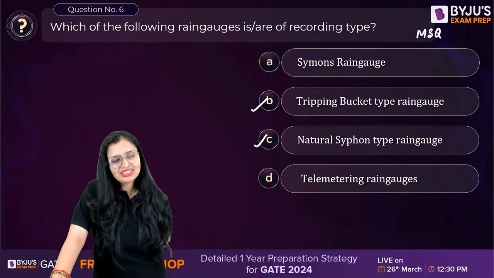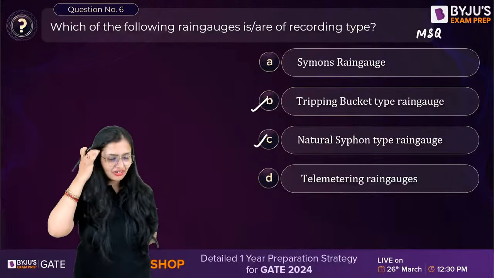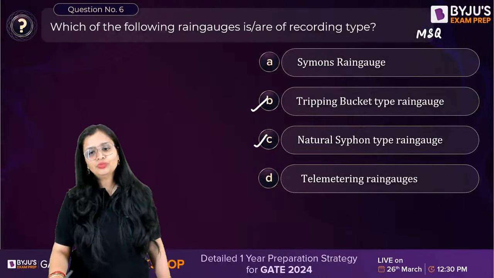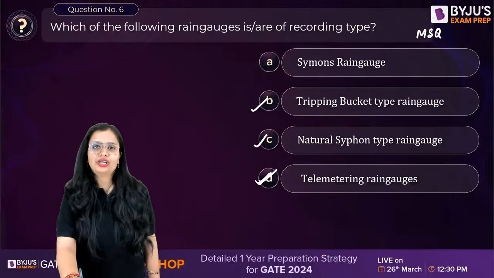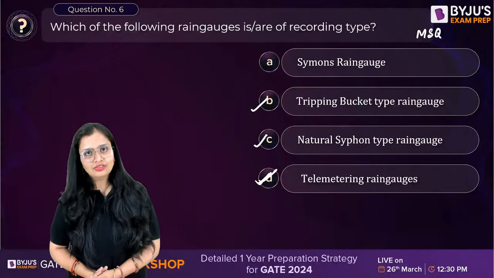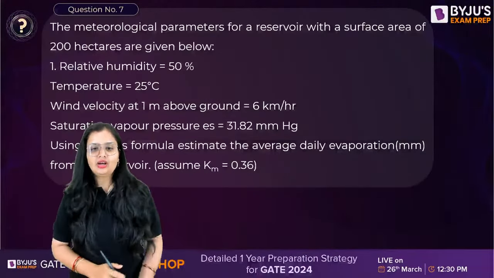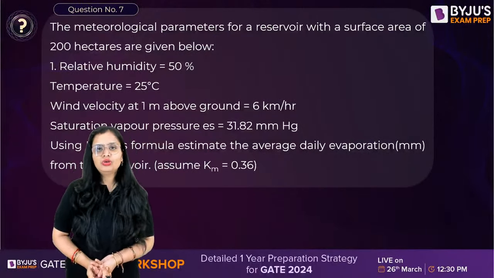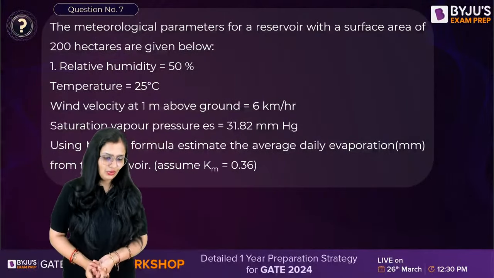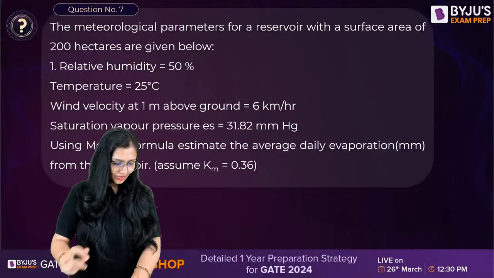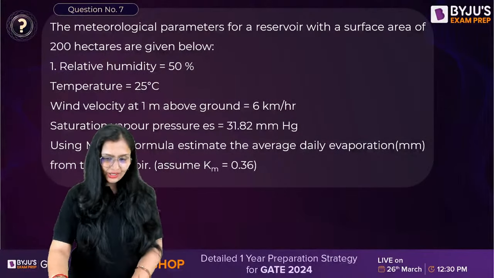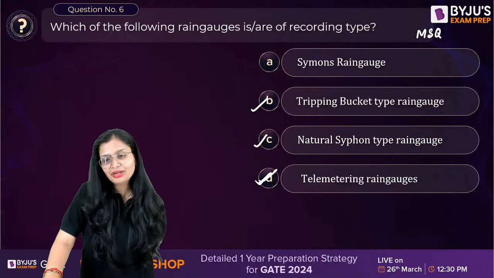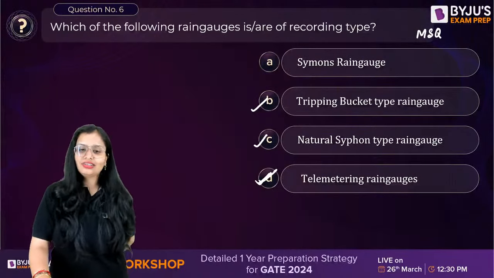But here, Symons rain gauge, you know that this is a non-recording rain gauge. Everybody knows about that. But telemetry is something which you guys have confusion about. So let me tell you that the telemetry rain gauge is also of recording type. Okay, now this is regarding Meyer's formula. Important from the GATE point of view, ESE point of view, for your BARC point of view also. Okay, BD, I told you it is MSQ. So all the three are there.